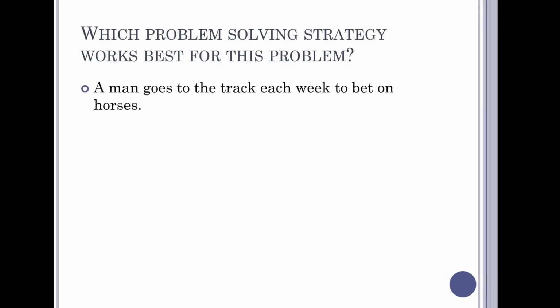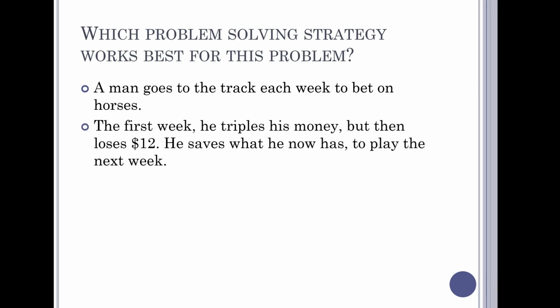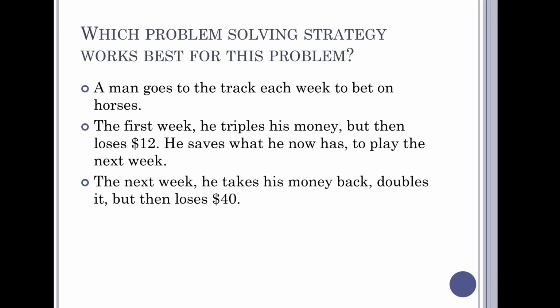A man goes to the track each week to bet on horses. That's not a good habit at all. The first week, he triples his money. What's that mean? Means he multiplies his money by 3. And then he loses $12. He saves what he has to play the next week. What's he doing? He should quit. Never bet on things. The next week, he takes his money back, doubles it, and then loses $40. See, I told you, don't bet on things.